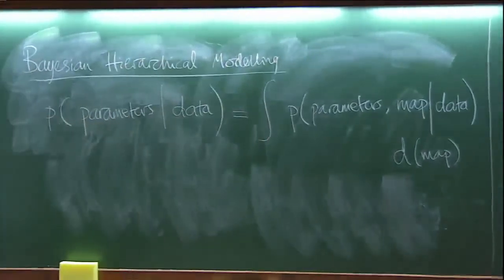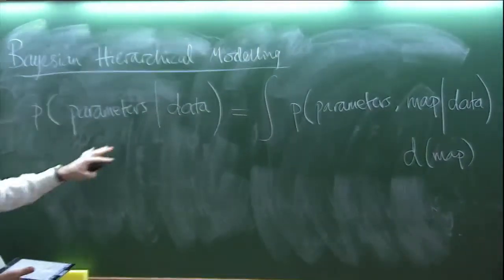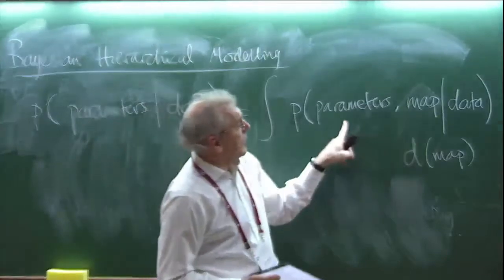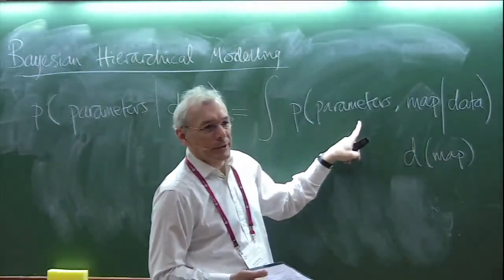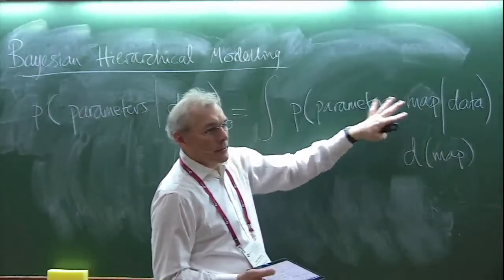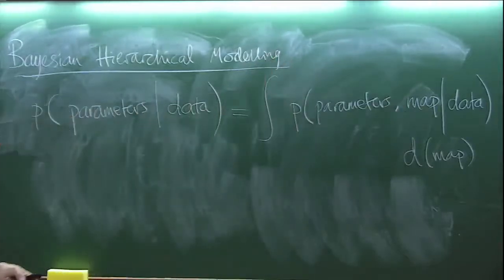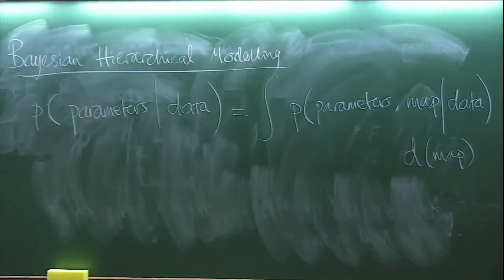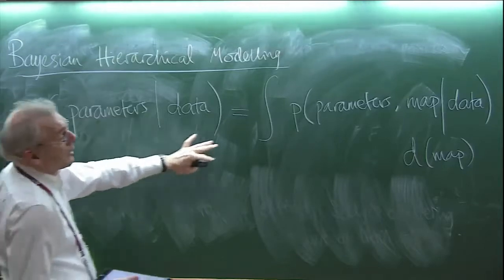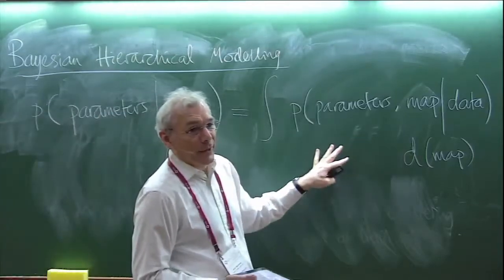Just the usual marginalization rules of probability: if I integrate the probability of the parameters and the map over the map, then I just get the probability of the parameters. So this is actually the first step of a hierarchical model, where we have some so-called latent variables, which are the values of the true shear field. So the question is, can we calculate this thing?